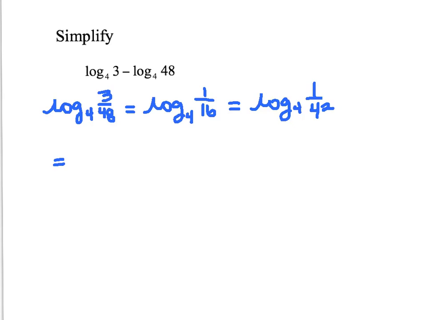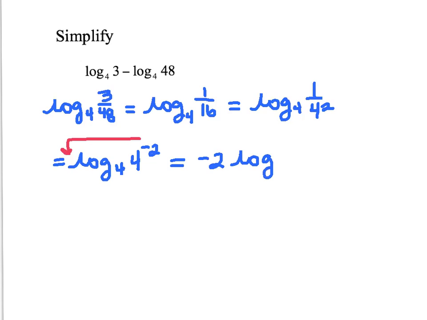So I'm going to write this as log base 4 of 4 raised to the negative 2 power. Now I've got a logarithm whose base is the same as what's inside of the logarithm. I have that exponent of negative 2 on what's inside of that logarithm. So I'm going to use that property that says take that exponent and bring it down in front. I'm going to turn this now into negative 2 times log base 4 of 4.